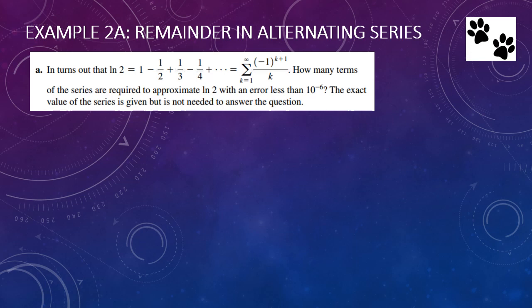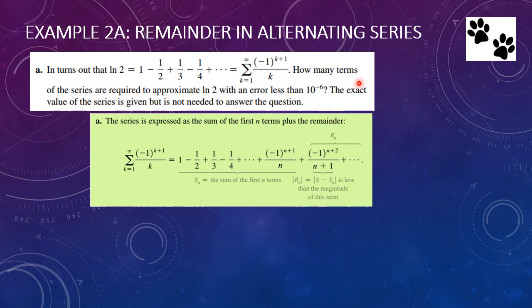So it turns out, interestingly, that the natural log of 2 equals 1 minus 1/2 plus 1/3 minus 1/4 plus etc., which is the sum from k equals 1 to infinity of negative 1 to the k plus 1 all over k. So we have an alternating series here of 1 over k. How many terms of the series are required to approximate the natural log of 2 with an error less than 10 to the negative 6? The exact value of the series is given, but is not needed to answer this question.